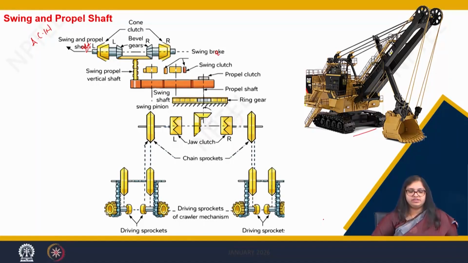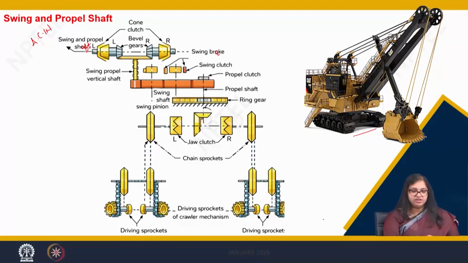Now, let us try to understand it properly: when the swinging action takes place, the propel action cannot take place. So, this is the first point that you should note. When the swinging action takes place, the propel action cannot take place, and when the propel action takes place, the swinging action also cannot take place. So, vice versa, two actions cannot happen at the same time.